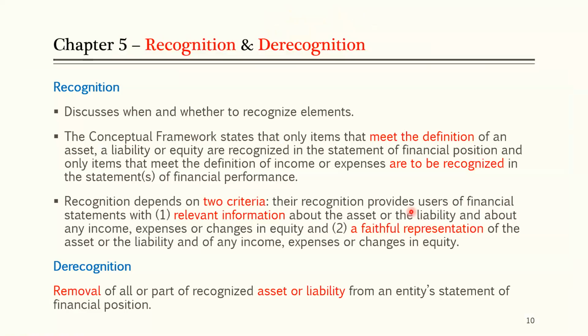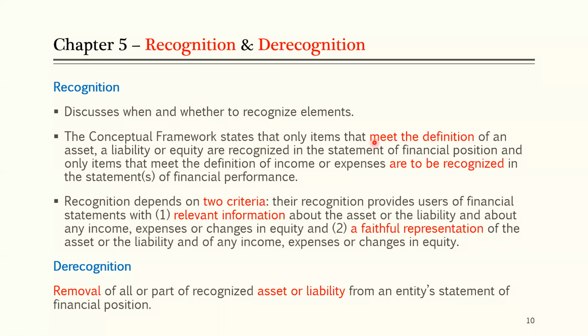So chapter number 5 is on recognition and derecognition, right? Recognition discusses when and whether to recognize elements. So if it meets the definition of an asset or a liability or equity, or income or expense, we should be able to recognize them. අපි අර කලින් කතා කරපු elements වල definition meet කරනව නම්, අපි ඒවා recognize කරන්න ඕන. Asset වල definition meet කරනව නම් ඒක asset එකක් විදිහට recognize කරන්න ඕන. Liability එකේ definition එක meet කරනව නම් ඒක liability එකක් විදිහට recognize කරන්න ඕන.